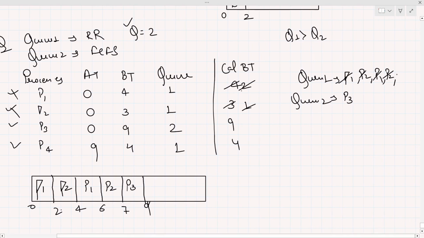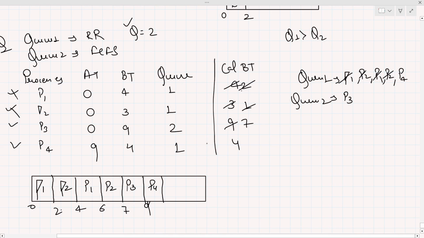Now the P4 process is available and it is a Q1 process, so we have to add it to Q1. Now we check whether a process is available in Q1. The answer is yes. If yes, then we select that process because Q1 is higher priority than Q2. So P4 gets the CPU. The burst time left for P3 is 7, because we ran 2, from 7 to 9.